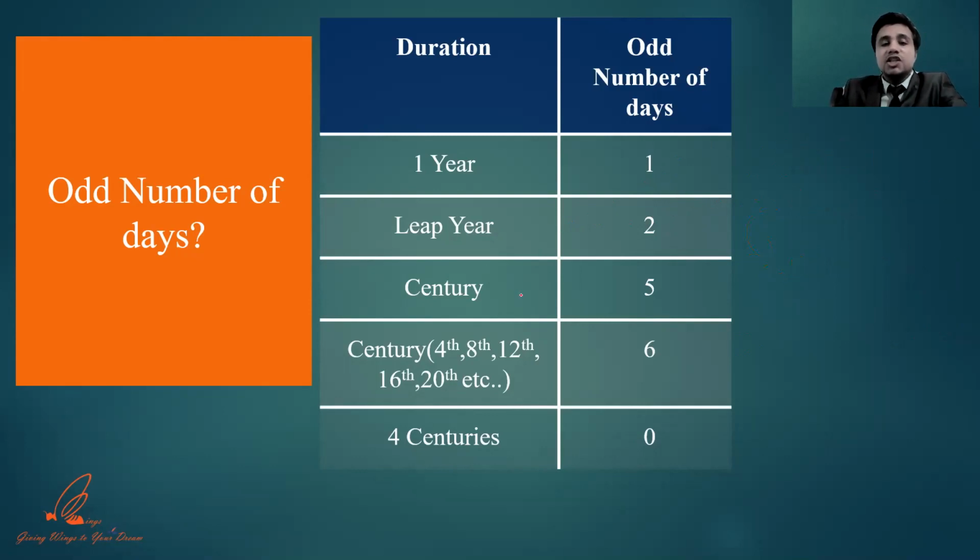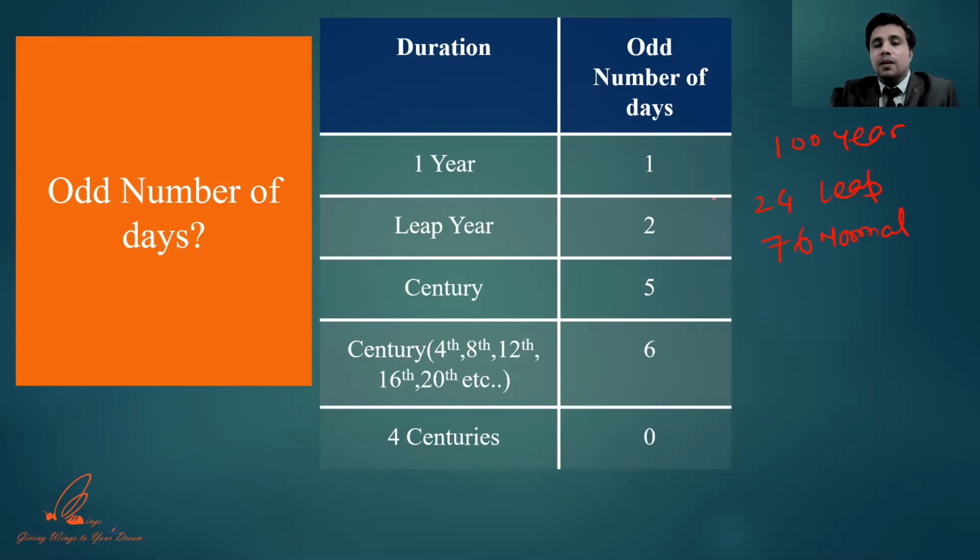Similarly, in a century, how many odd days are there? Now, centuries can be of 2 types. It can be a normal century like 1st century, 2nd century, 3rd century, 5th century, 6th century, and so on. And it can be 4th, 8th, 12th, 16th, 2 types. Let's talk about this century first. In a normal century, out of 100 years, 24 will be leap years and 76 will be normal years.